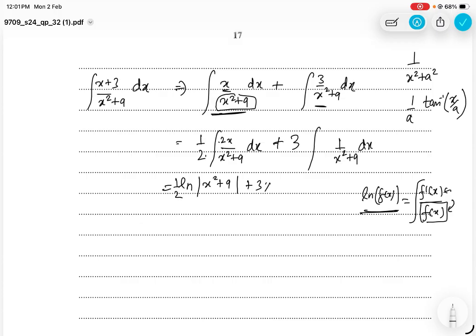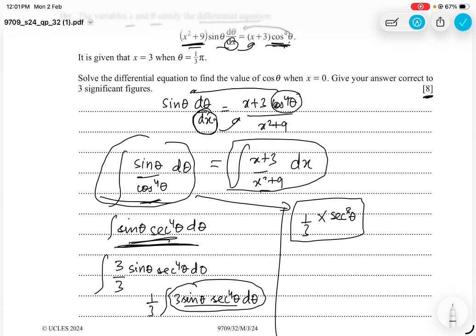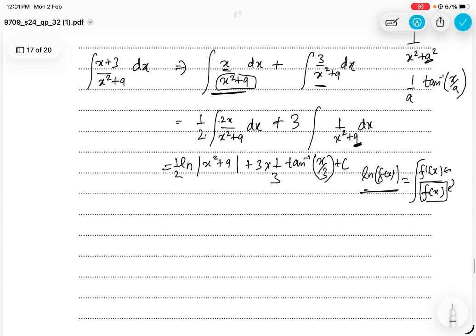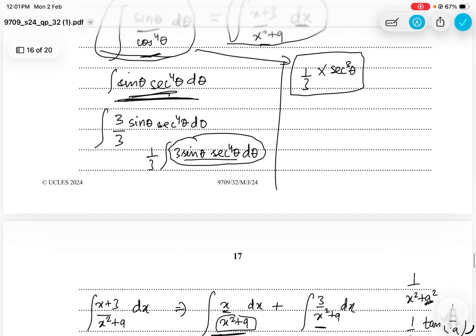So this would be plus 3 times 1 by 3. See, this is 3 square, right? A square is 3 square, so 1 by a is 1 by 3, tan inverse x by 3. Now we will add plus c at the place where we are doing dx, because we have integrated this function with respect to x. This would give us 1 by 2 ln x square plus 9, this 3 will be cancelled, plus tan inverse x by 3 plus c.